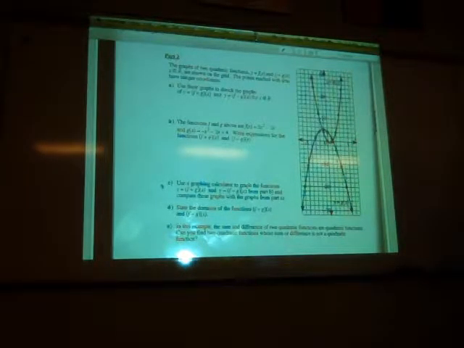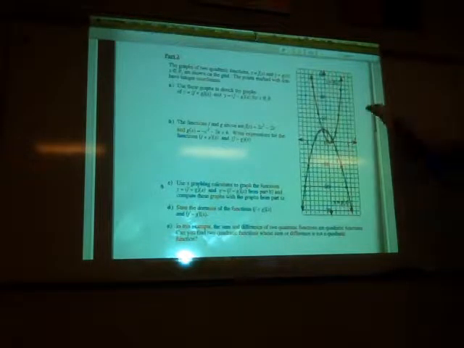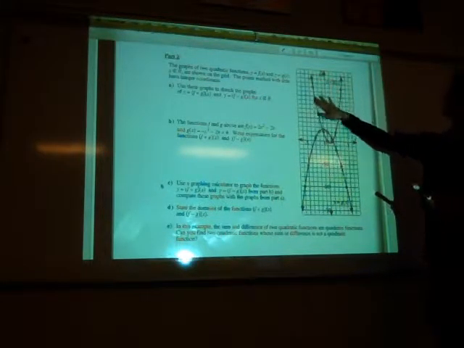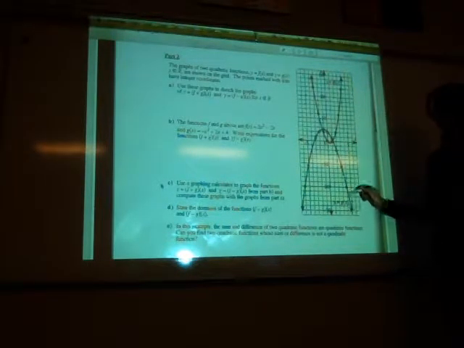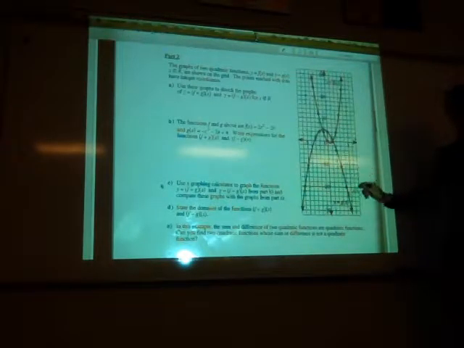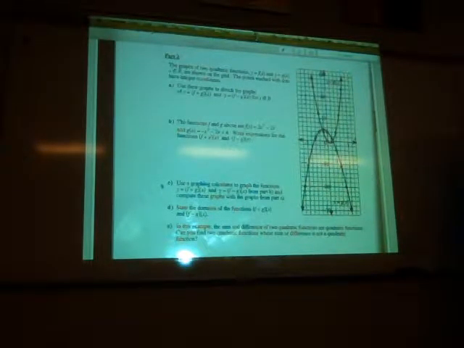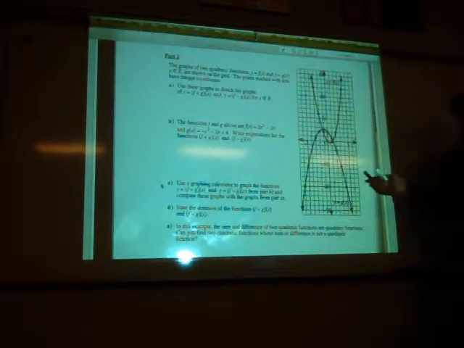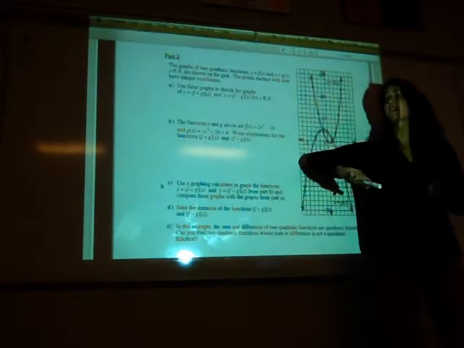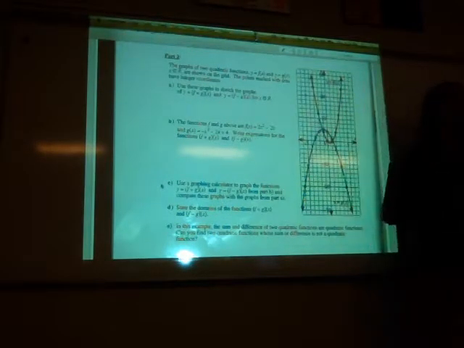We have two functions, f of x and g of x. The top graph, the positive parabola, is labeled f of x. The negative parabola, the one that's facing upside down, is g of x. What we have to do is basically use these coordinates to then graph f of x plus g of x, as well as f of x minus g of x.